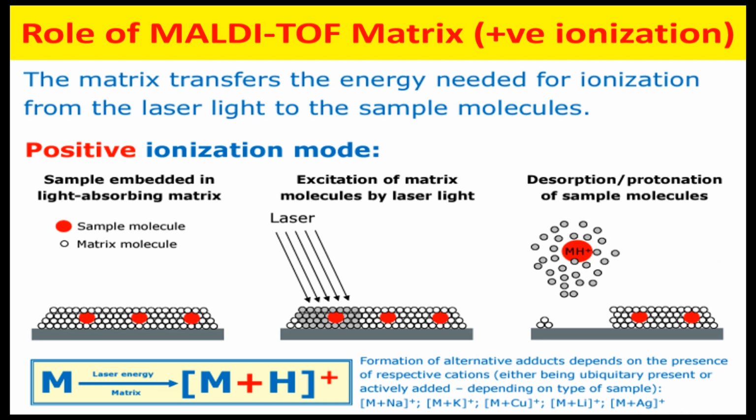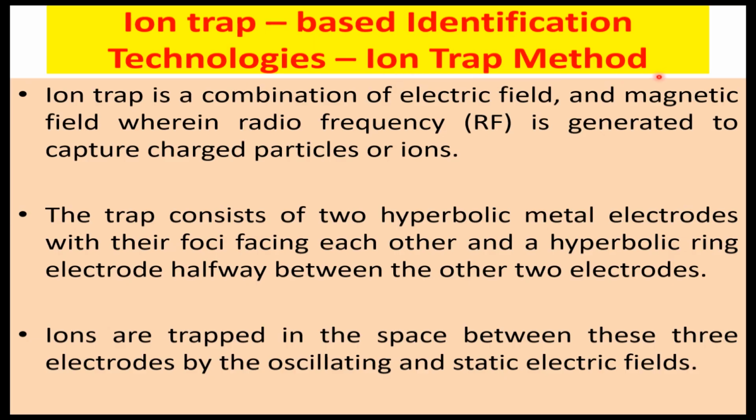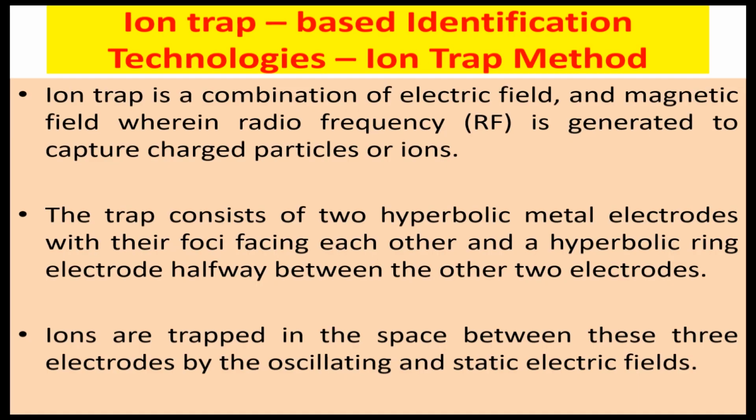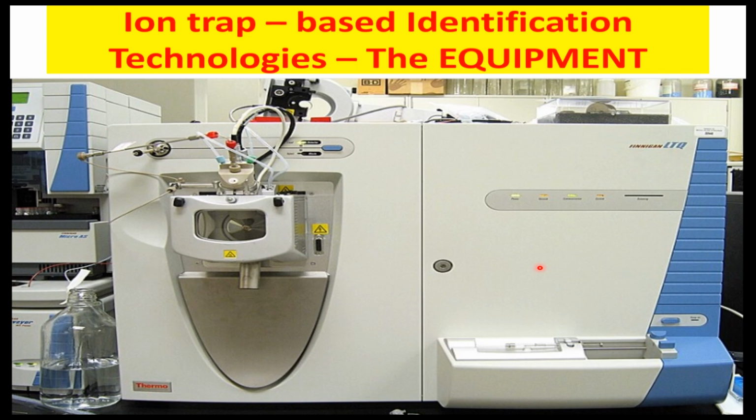So now let's go on to the ion trap method. This ion trap method is a combination of electric field and magnetic field along with radio frequency, and it captures the charged particles or ions within the hyperbolic rings that I'll show you. And then what happens, we will get more clarity. This is the machine equipment.